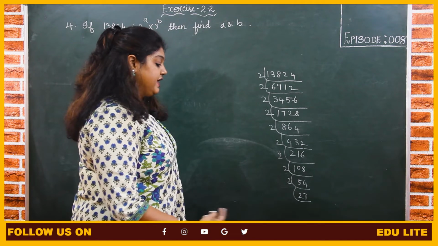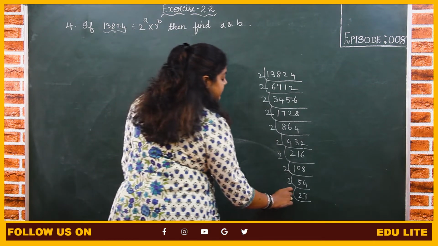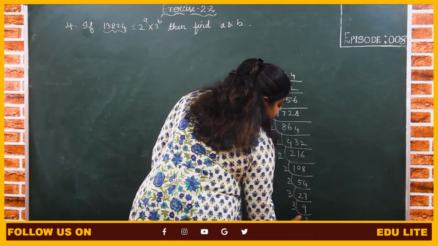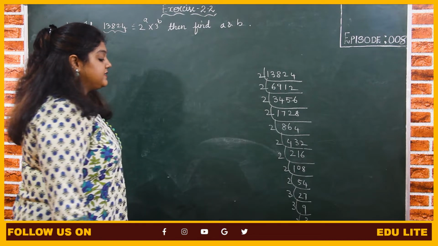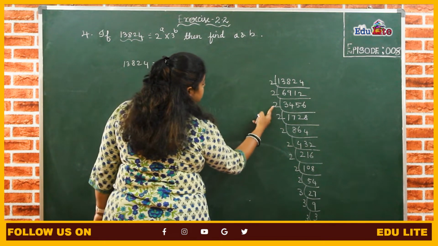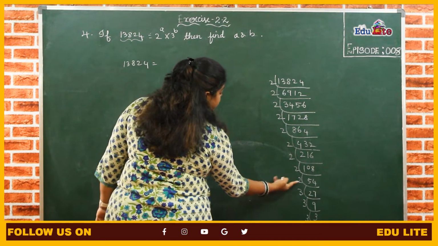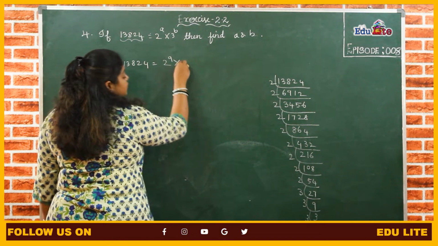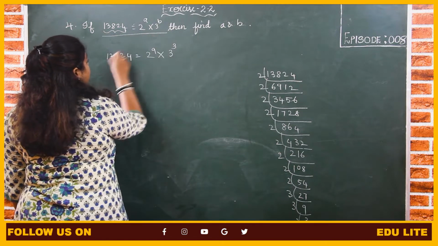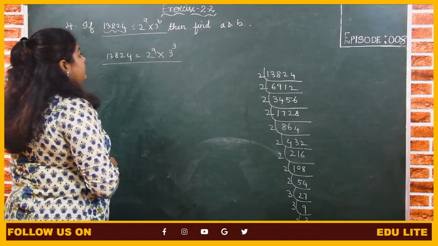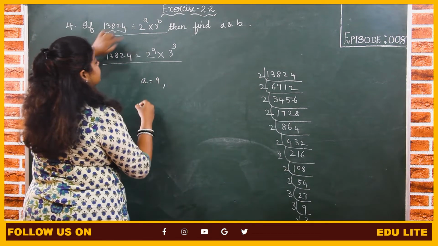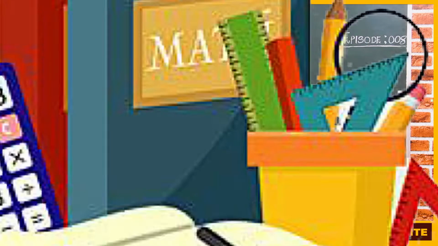Therefore, we have to choose the next prime number. We have to choose 3. 9 times, again choosing 3 times. So 13824 can be expressed as 2 to the power 9 into 3 cube. Now comparing with the given format, we can find the values of a and b. In place of a, we have 9, so a equals 9, and in place of b we have the value 3. Therefore b equals 3.